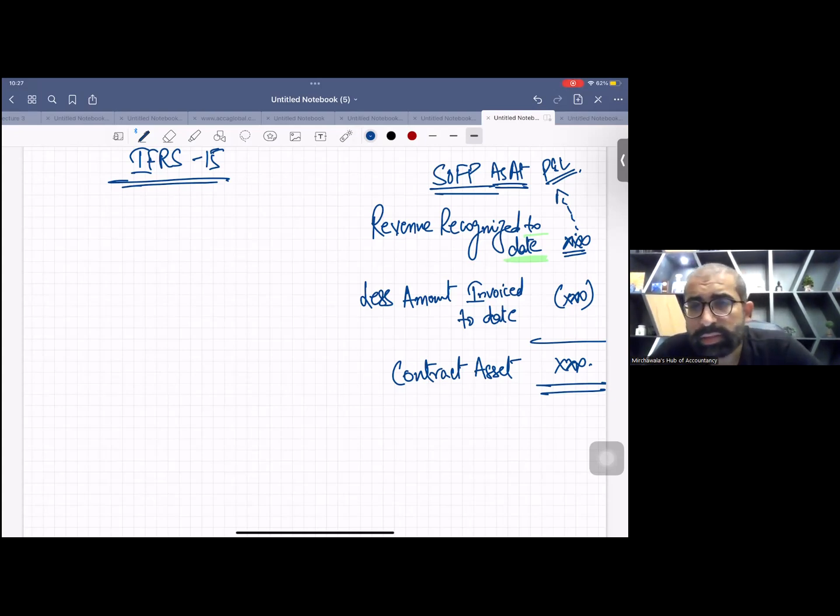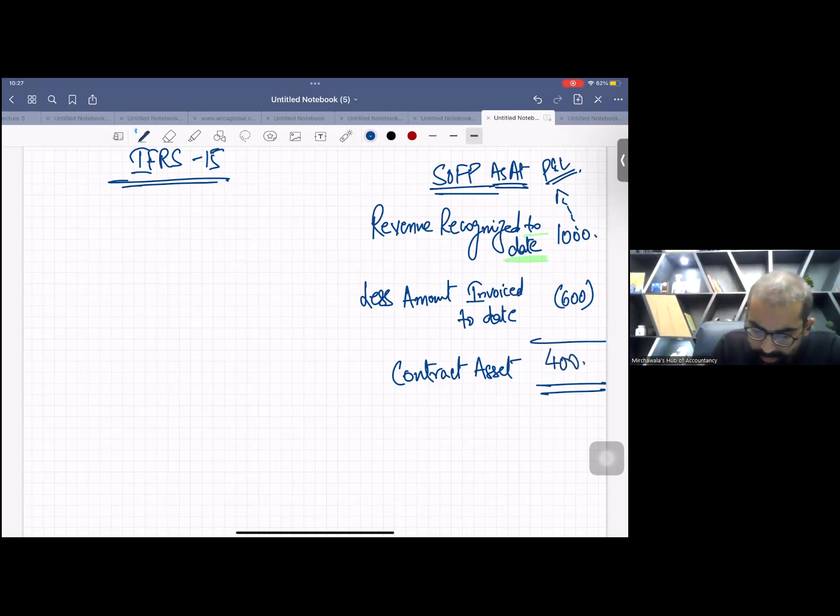Now, one thing more. Sometimes they give you data like this. Just for example, let me use some numbers. Revenue recognized to date is 1,000. Amount invoice to date is 600. So your contract asset is 400.